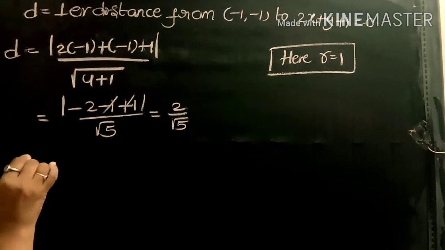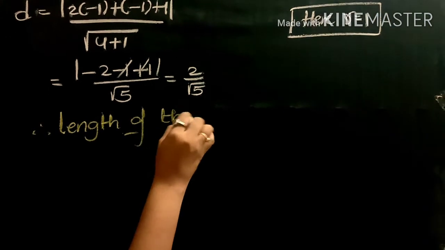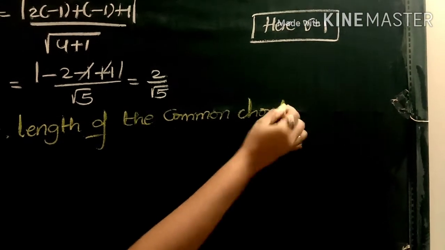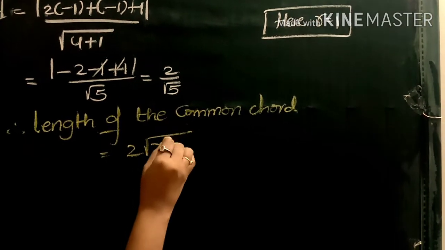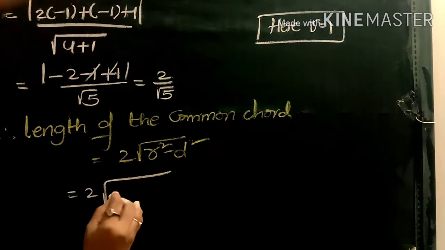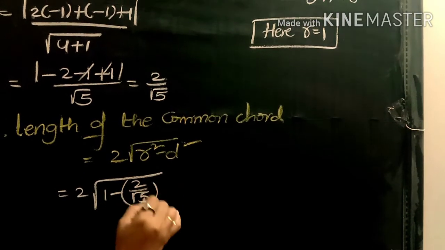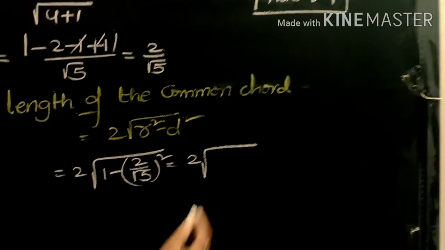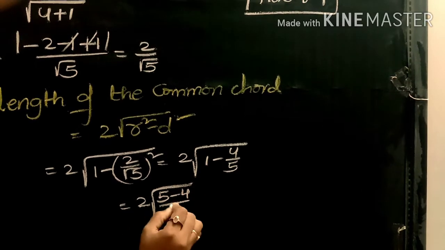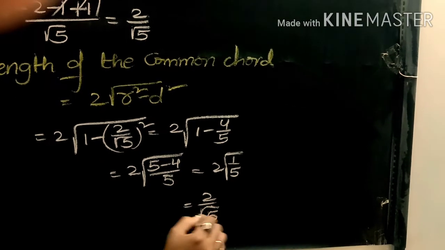Therefore, the length of the common chord equals 2 root r square minus d square. Now replacing the values: 2 into square root of r square, r is equal to 1, 1 square minus d square, 2 by root 5 whole square, which equals 2 into square root of 1 minus 4 by 5. Taking LCM 5, that is 2 into square root of 5 minus 4 by 5, 2 root 1 by 5, which equals 2 by root 5. Now this is the length of the chord.